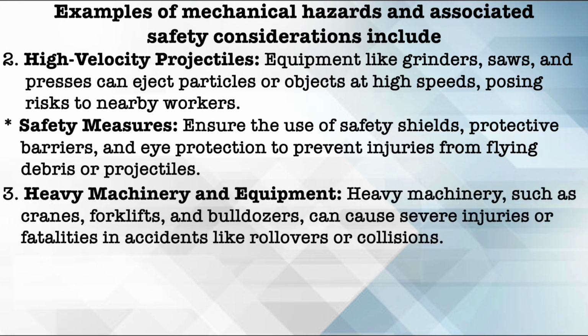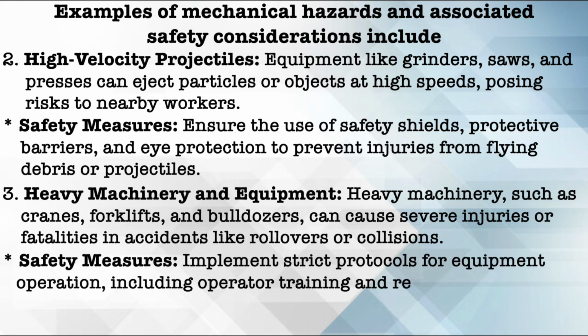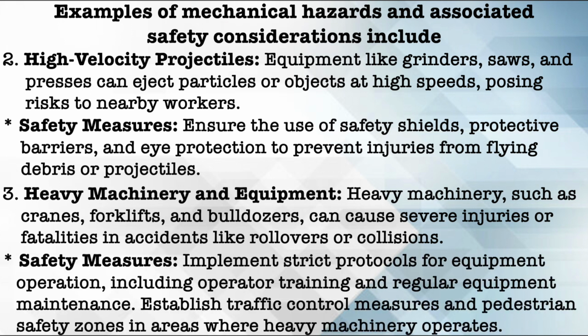Heavy machinery and equipment. Heavy machinery such as cranes, forklifts and bulldozers can cause severe injuries or fatalities in accidents like rollovers or collisions. What is the safety measure for it? Implement strict protocols for equipment operations including operator training, regular equipment maintenance, traffic control measures and pedestrian safety zones in areas where heavy machinery operates.